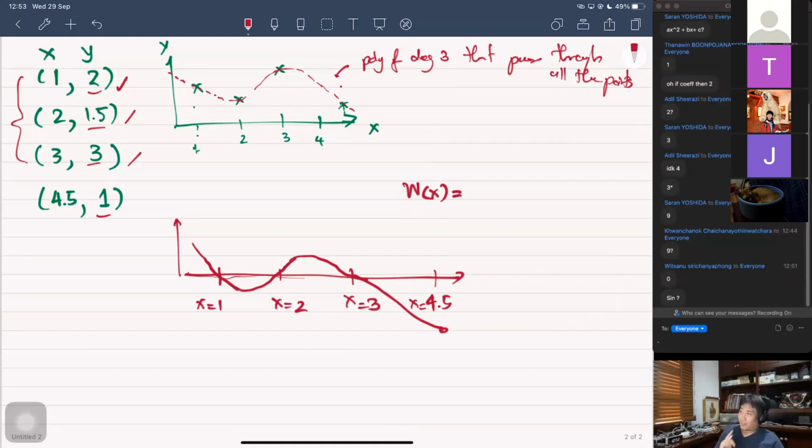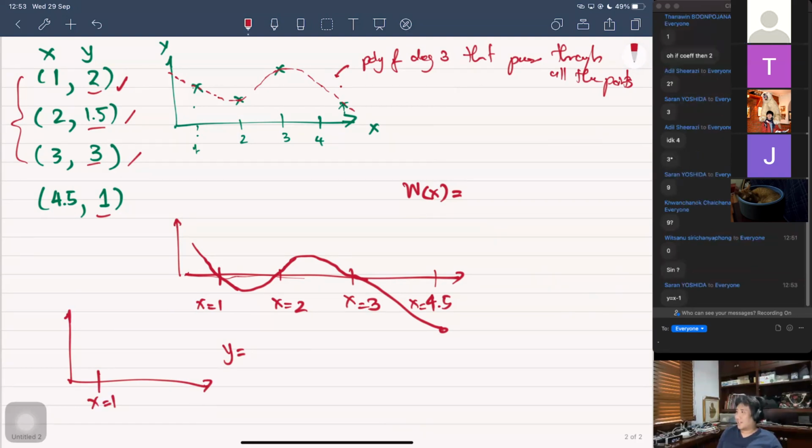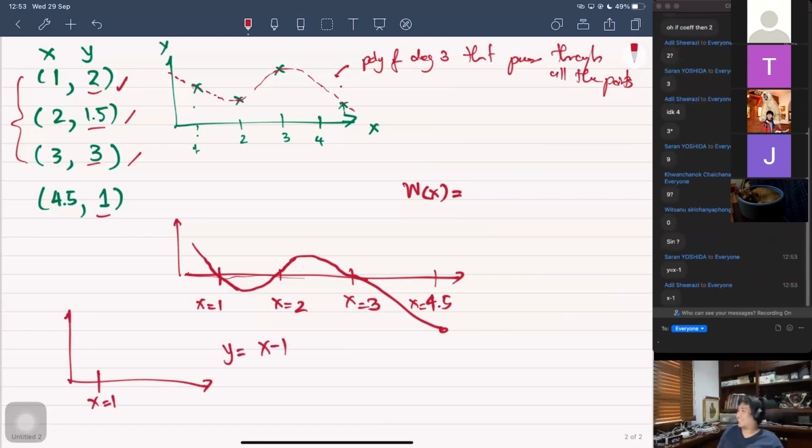Okay, let's start with something even easier. What if I want a polynomial that is 0 at x equal to 1? Y equal to what, if it has to be 0 at x equal to 1? X minus 1. Good. What if I want it to be 0 at 1 and 2? Give me something simple. Not just 1 anymore.